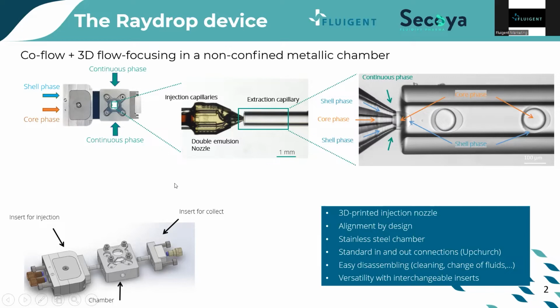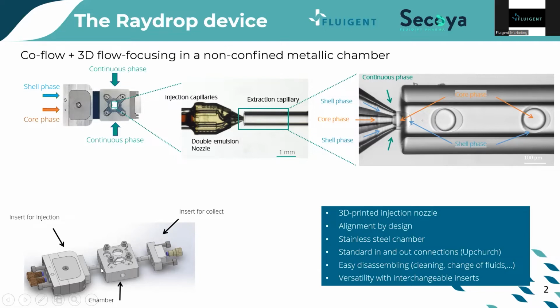So basically, the Ray Drop is a really robust and versatile tool. As you can see here, it's totally possible to disassemble the Ray Drop. It's composed of three main elements. You see the insert for the injection capillary here, and on this insert you have the injection capillary composed of the double nozzle, and you have another insert for the collection capillary where the extraction capillary is mounted, and a chamber. You can remove these two inserts just by removing those two screws quite easily.